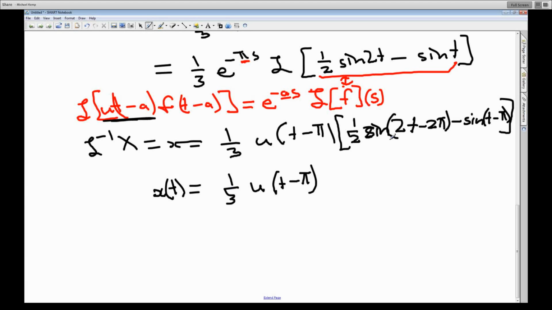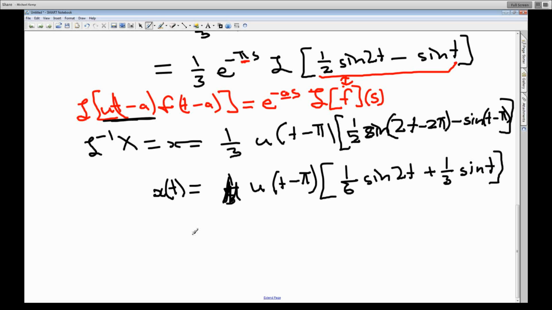So sine of 2t minus 2 pi is just going to give you a half sine 2t, and we might as well bring the third in, so it's going to be 1/6 sine 2t. Sine of t minus pi gives you minus sine, so minus minus will be positive, so positive 1/3 sine t.